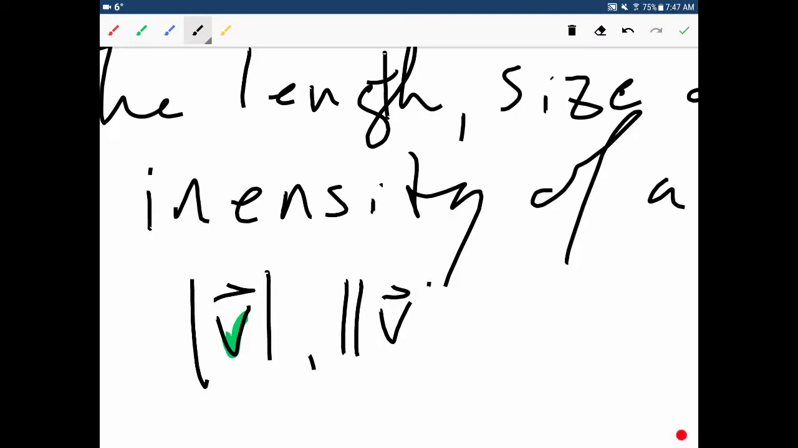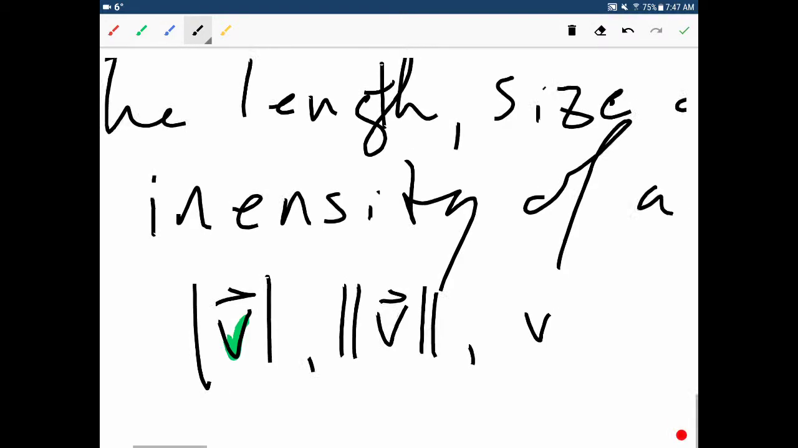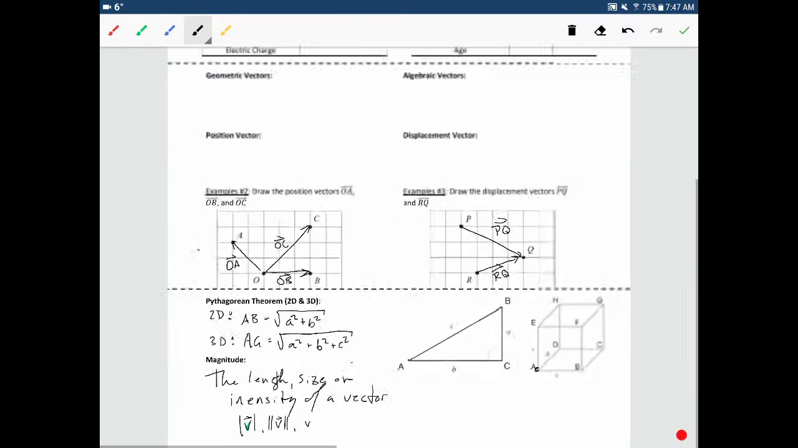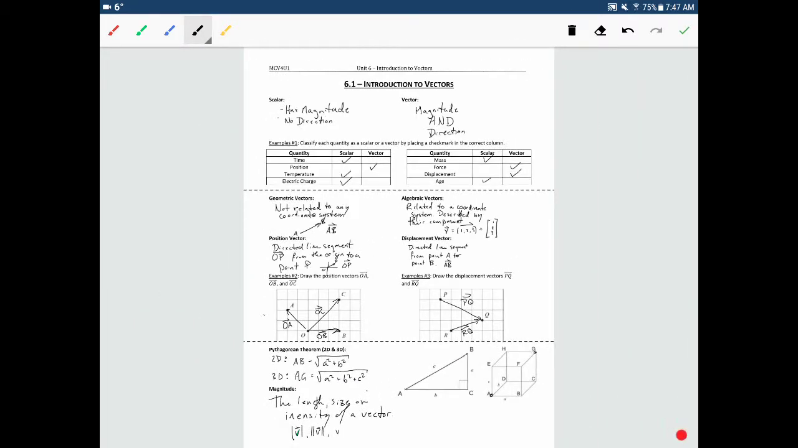I think your textbook might actually do this, where it does it with a double, and that's acceptable too. You will see people just drop the arrow part and write the v. That's less common, and some would argue it's less correct, but whatever works.